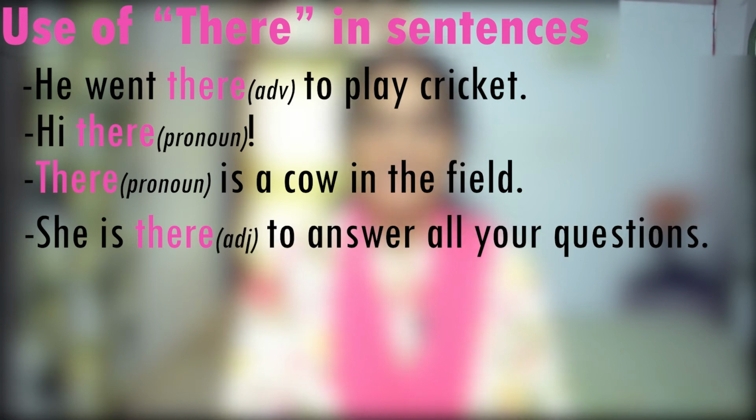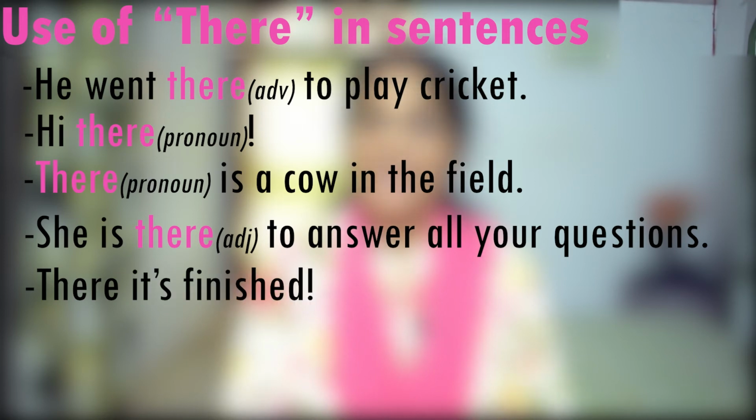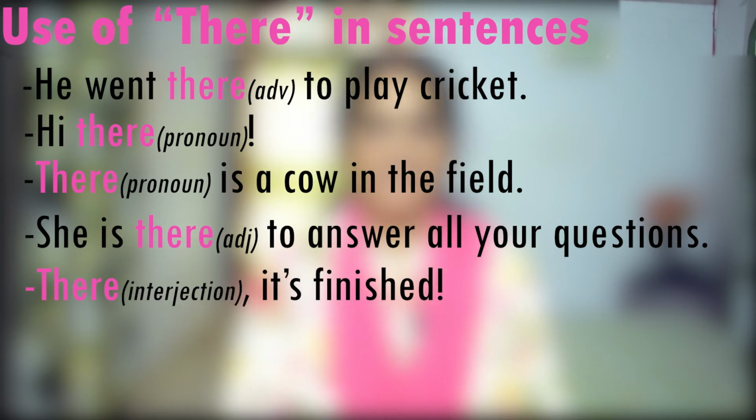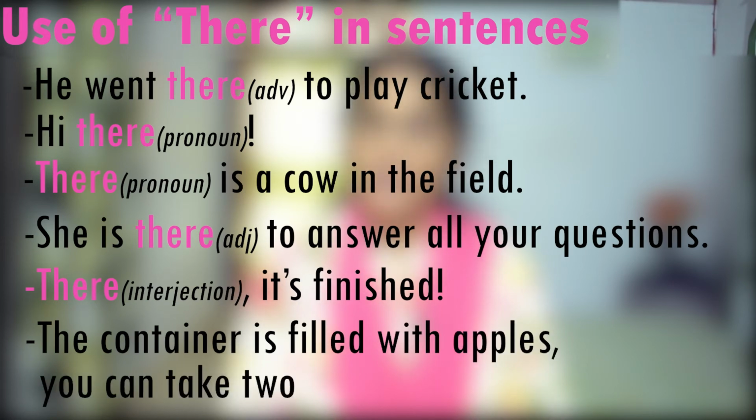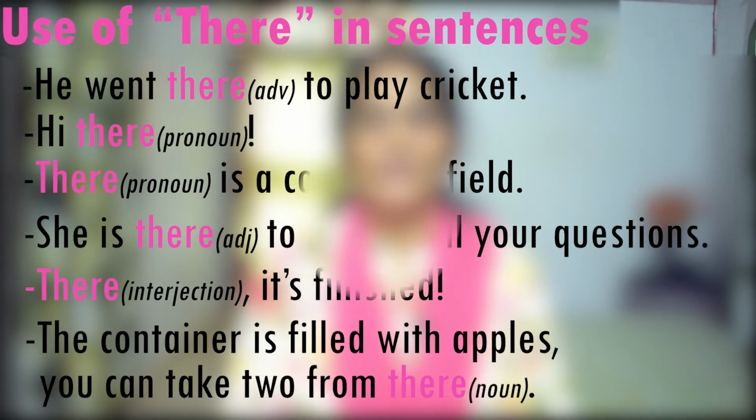Next sentence, there it's finished. Here there is used for emphasizing. Here there is one interjection. Right? Next sentence, the container is filled with apples. You can take two from there. Here there shows a place, a point. So there is one noun.